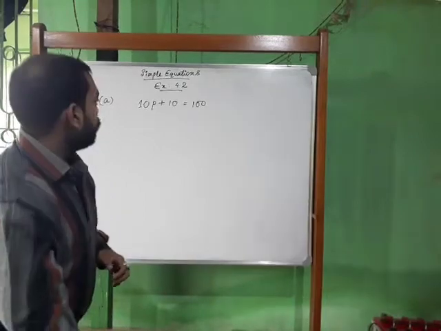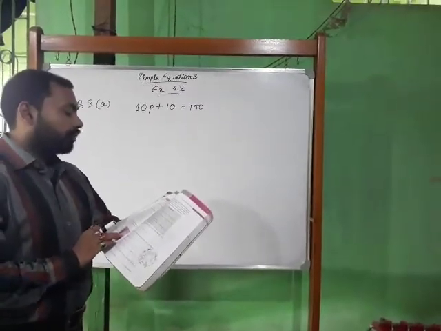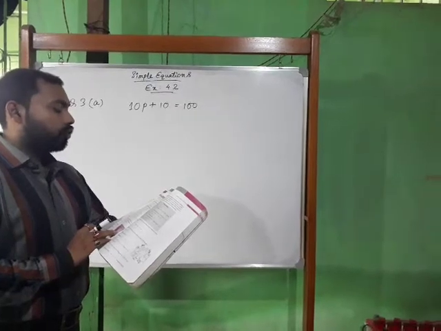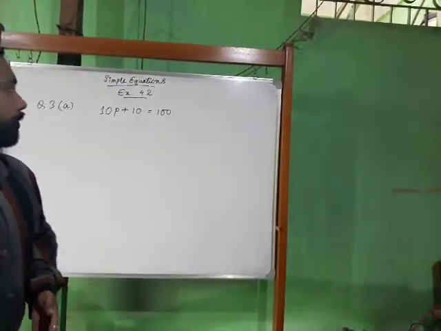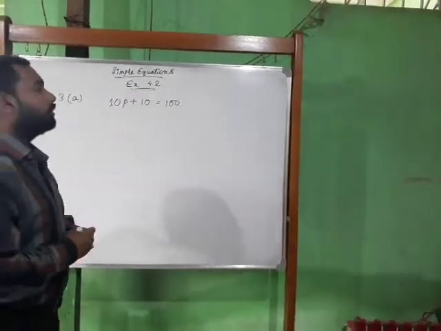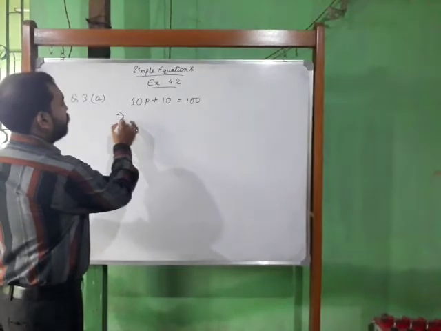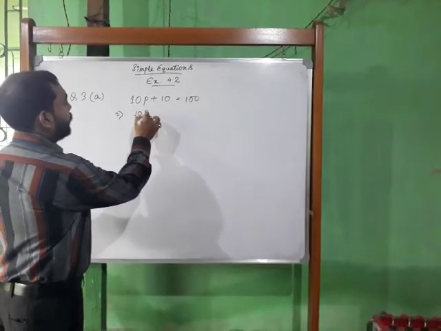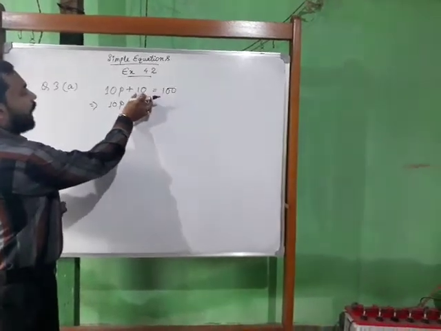Okay, so here the question is question number 3a. Give the steps you will use to separate the variables and then solve the equation. So you have to first separate the variables. So how can we do? 10p plus 10. So at first I have to separate this constant.